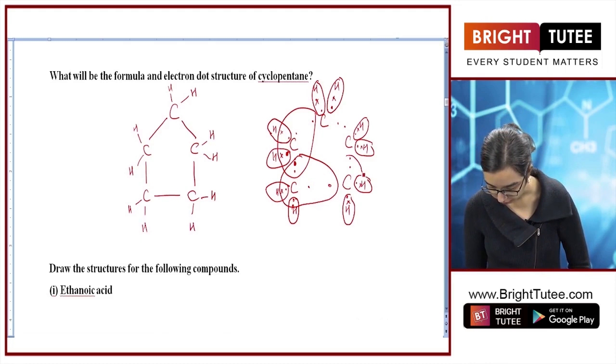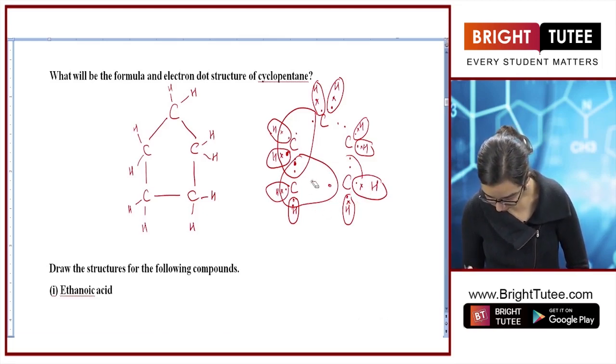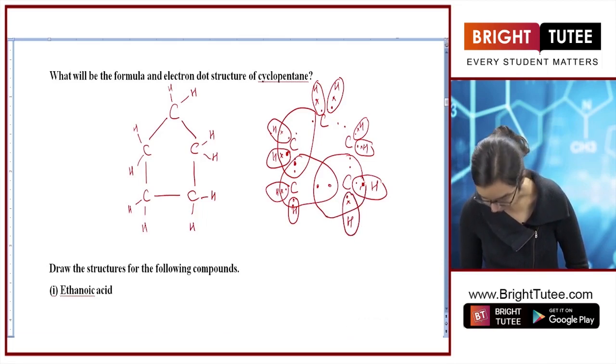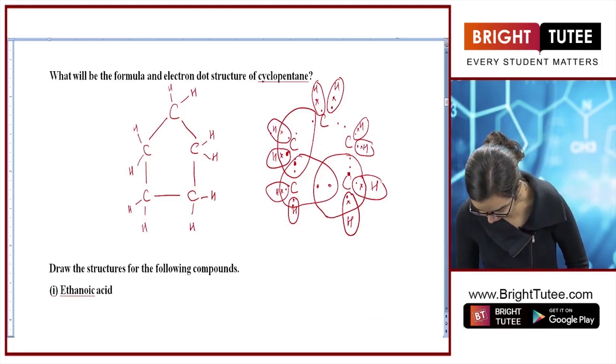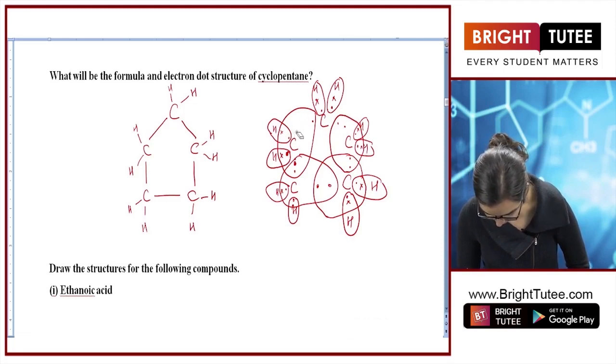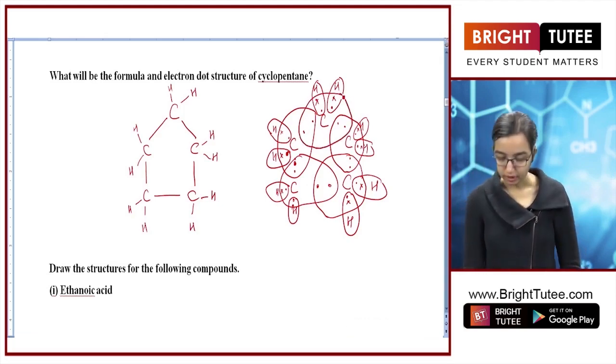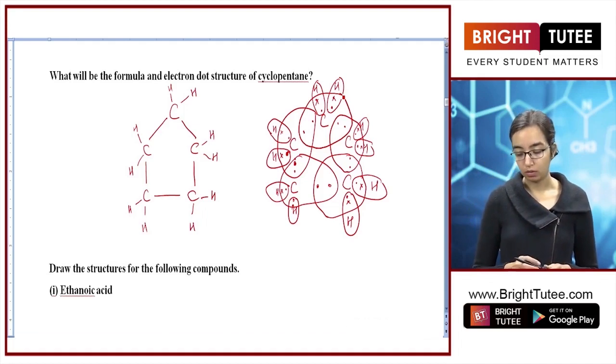So this carbon is sharing one from here. Let me draw this more clearly. Right? Now let's move on to the next one. And the final one. I'm drawing this electron closer so it's easier to draw the circles around it. Right? So that is how the structure of cyclopentane would look.